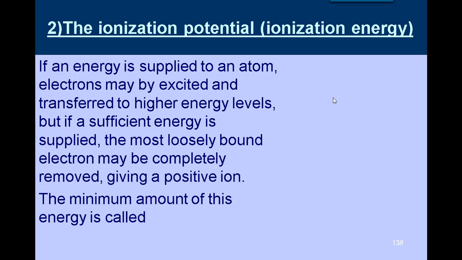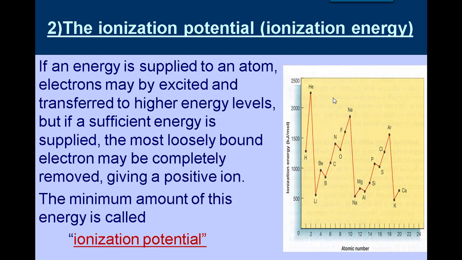Let's move to the second property, which is ionization potential or ionization energy. We have mentioned in the earlier lessons that if an energy is supplied to an atom, electrons may be excited and transferred to higher energy levels. But if sufficient energy is supplied, the most loosely bound electron may be completely removed, giving a positive ion. This minimum amount of energy is called ionization potential.